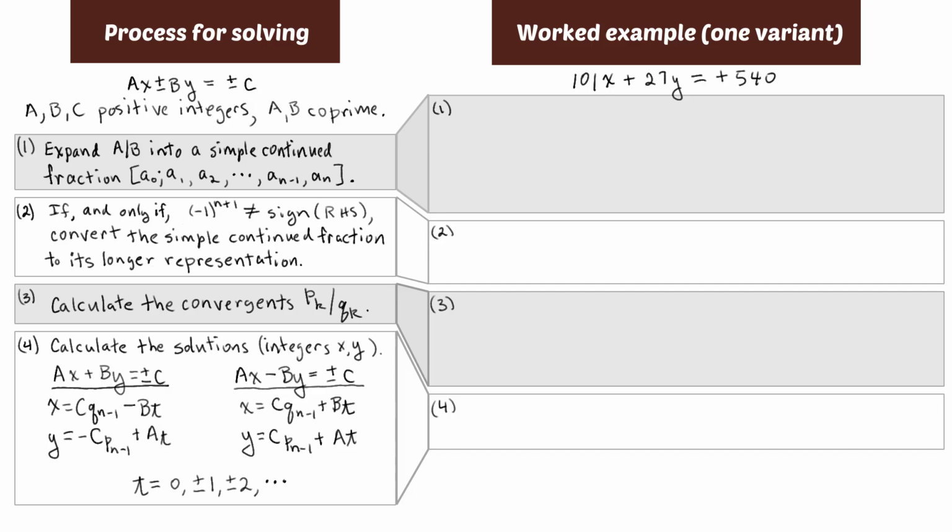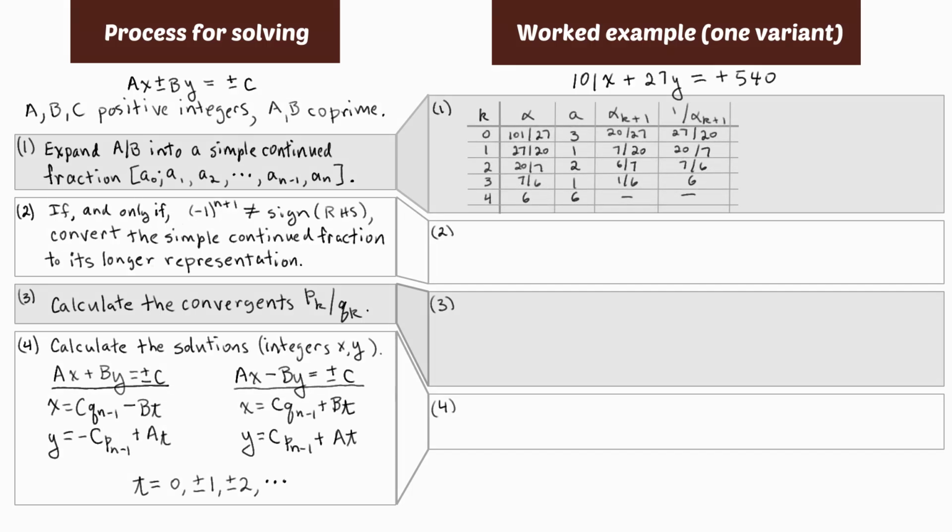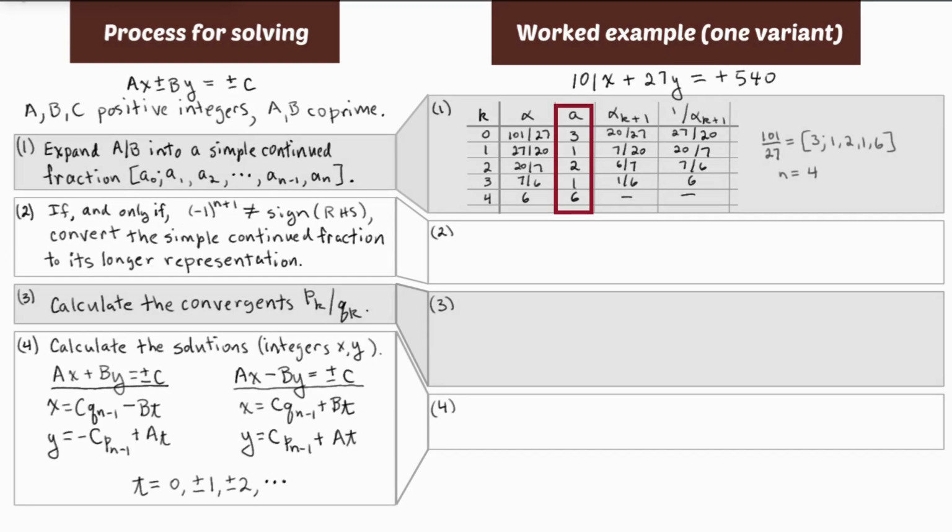In step 1, we expand a over b equals 101 over 27 into a simple continued fraction. We won't go through this line by line. There's a separate video about expanding numbers into simple continued fractions. But here's a table that shows the work. I encourage you to try to do this yourself. The result is 101 over 27 equals 3, 1, 2, 1, 6. And we'll note that n equals 4. N is the subscript for the last term. It's the value of k in the bottom row.